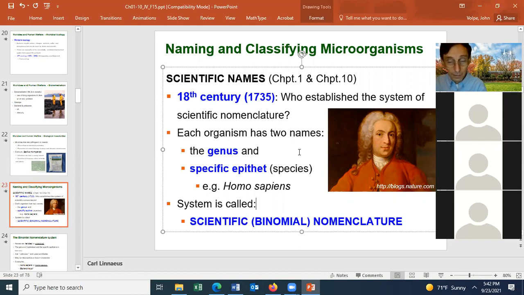And he tended to put everything into the kingdom Plantae and the kingdom Animalia, meaning animals. And nowadays we have more than just 2 kingdoms. We'll talk about that later. But he also did the scientific naming system, and that has continued from his day. I mean, we're still using his naming system.